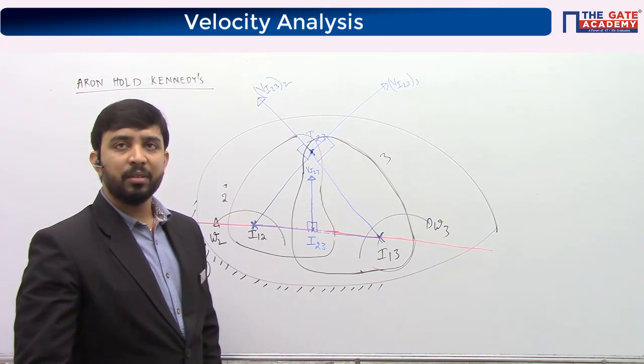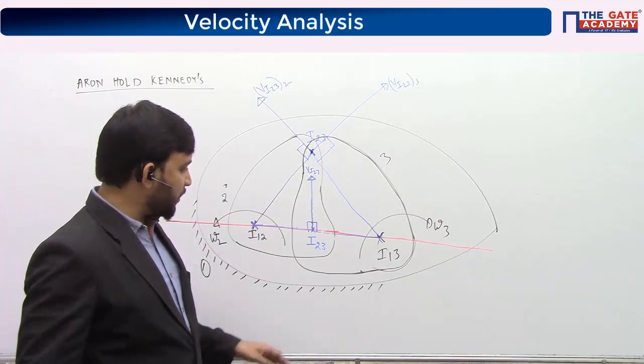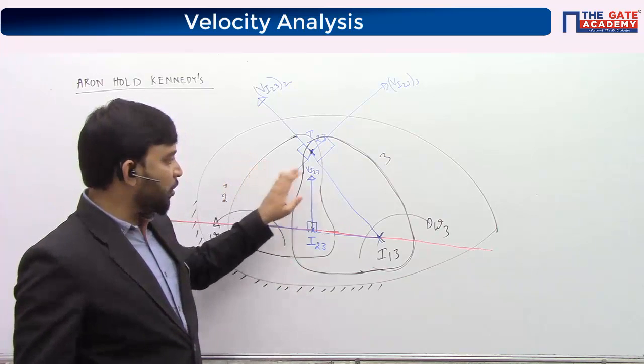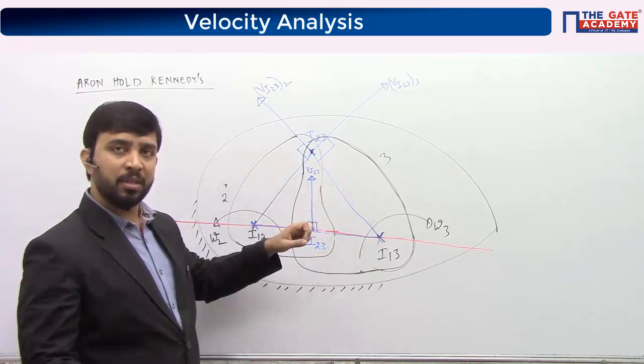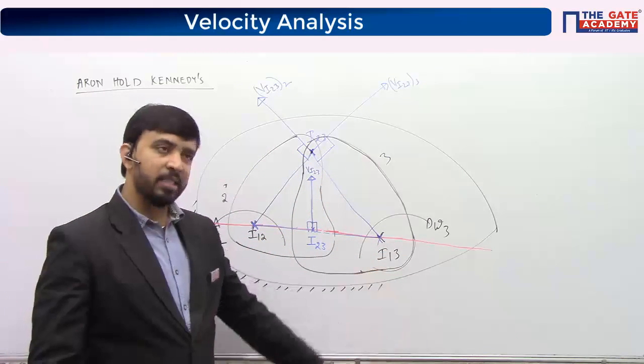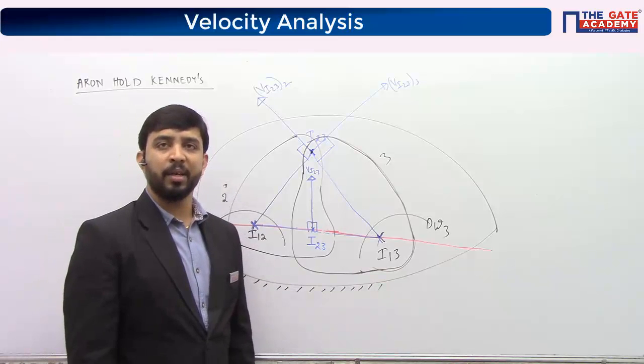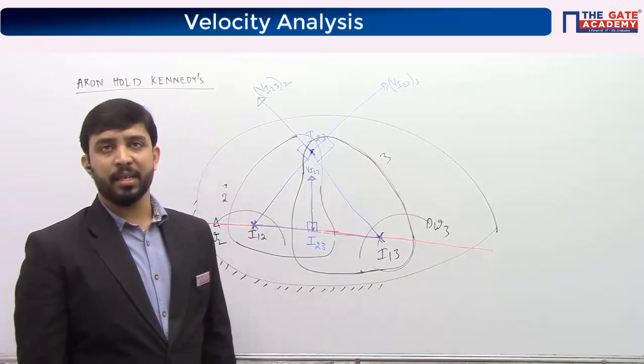I center. So the conclusion is that whenever three rigid bodies have relative motion among themselves, and whenever you try to locate the three I centers, they will be lying on a straight line, okay? They will be lying on a straight line.